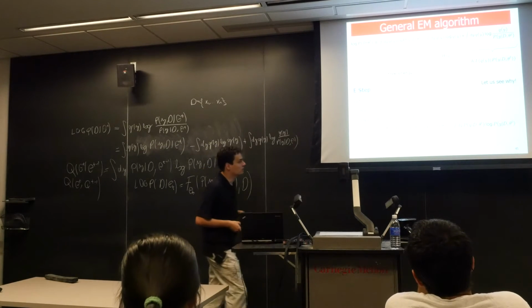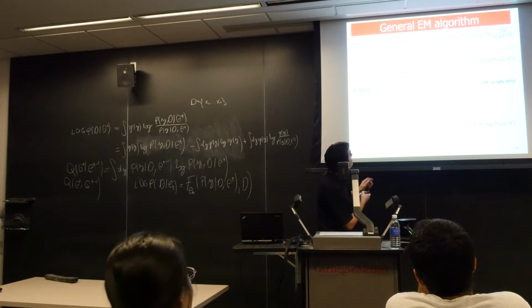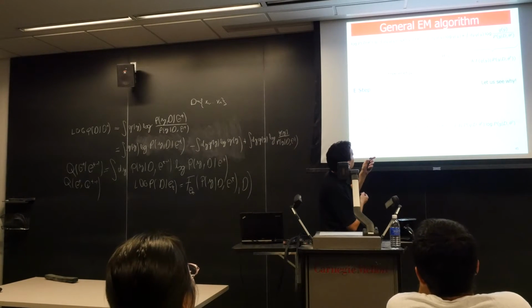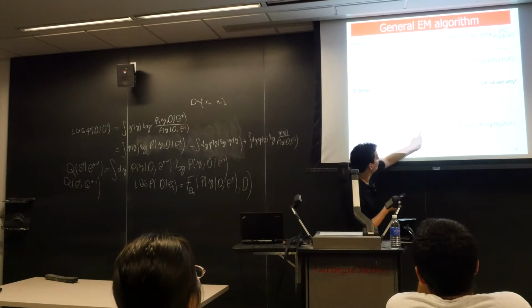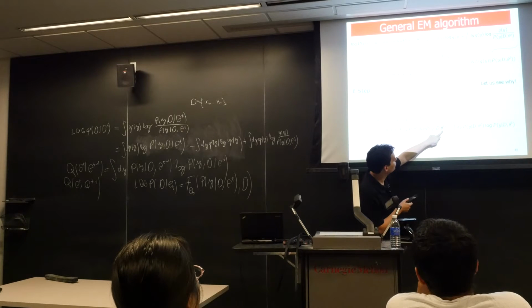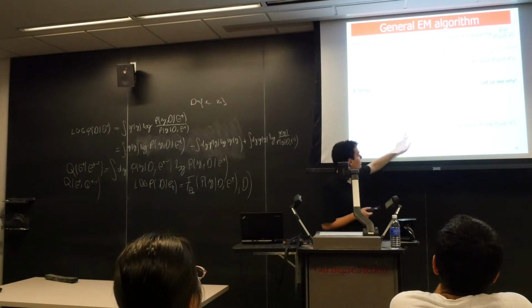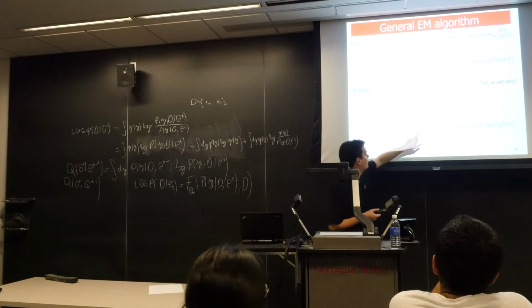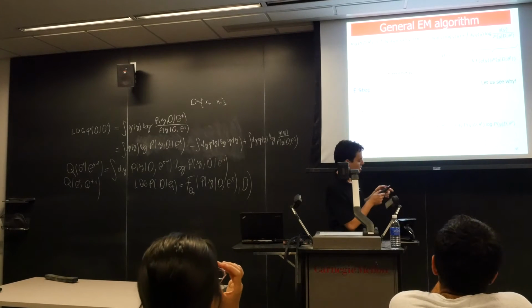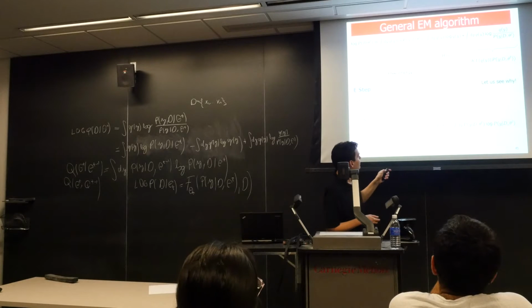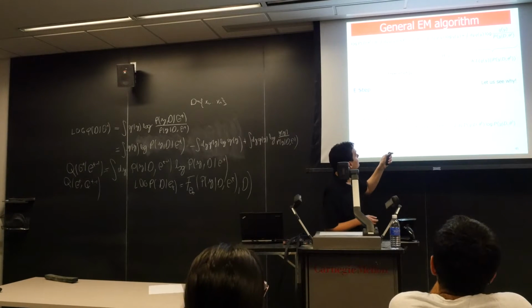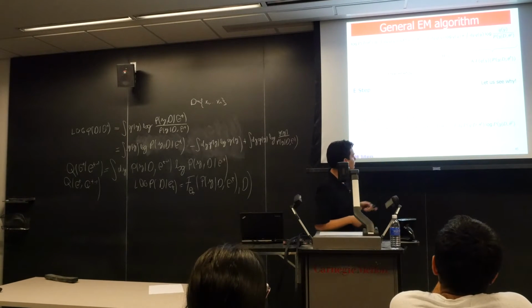Okay, so the free energy is just the integral of Q log p, minus the entropy of Q, and this was our Q. So this is just the definition of the free energy, this line, where I substitute this posterior of y given the data and theta t into the definition of Q.